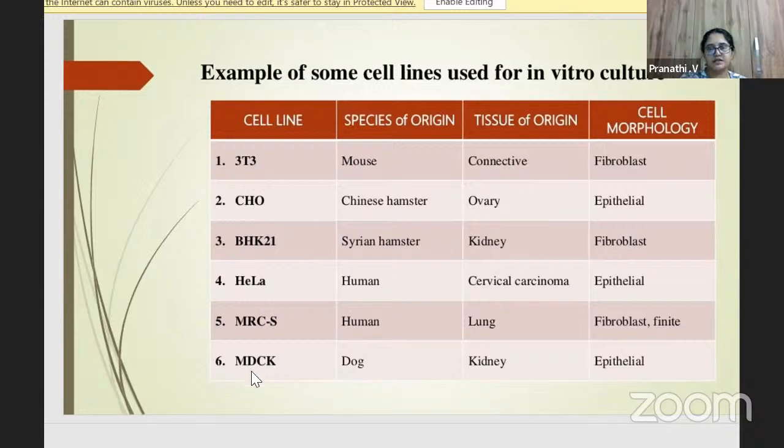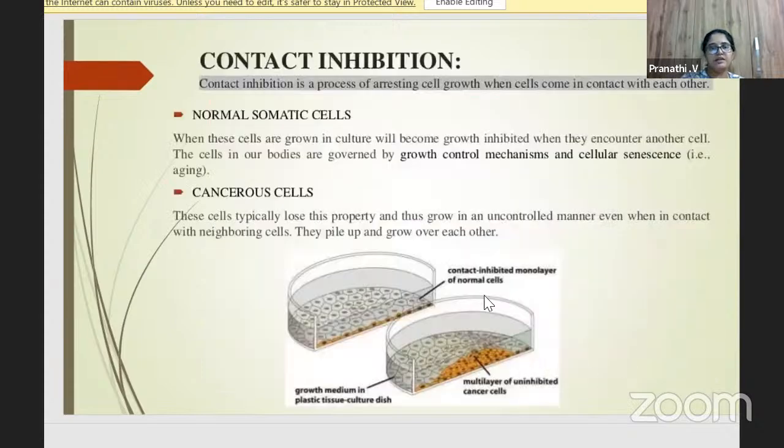So when it comes to the different kinds of cell lines used in in vitro culture, the species and the tissue of origin are given, along with what kind of cells will come out of it. So 3T3 cell line is actually derived from connective tissue and gives you fibroblasts. And CHO and HeLa cells, which are from cervical carcinoma cells, form your epithelial lining. That's how the different cell lines, from the tissue of origin, give the epithelial cells.